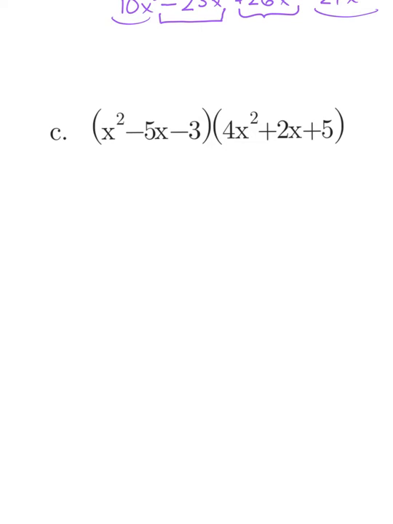We want to multiply everything in the second thing by x squared. So if we do this, we get x squared times 4x squared is 4x to the 4th. x squared times 2x is 2x cubed. x squared times 5 is plus 5x squared.